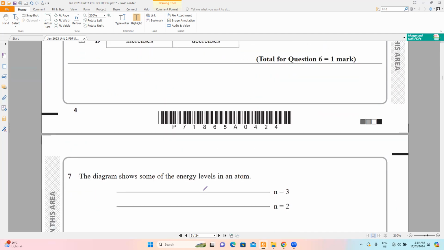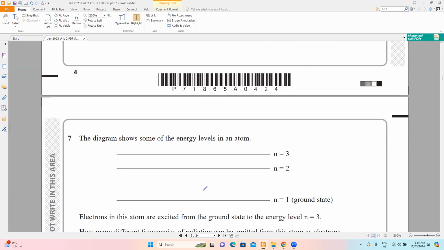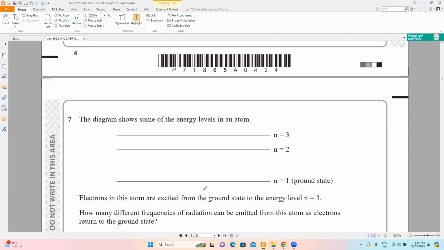The diagram shows some of the energy levels in an atom. Electrons in this atom are excited from the ground state to the energy level N3.